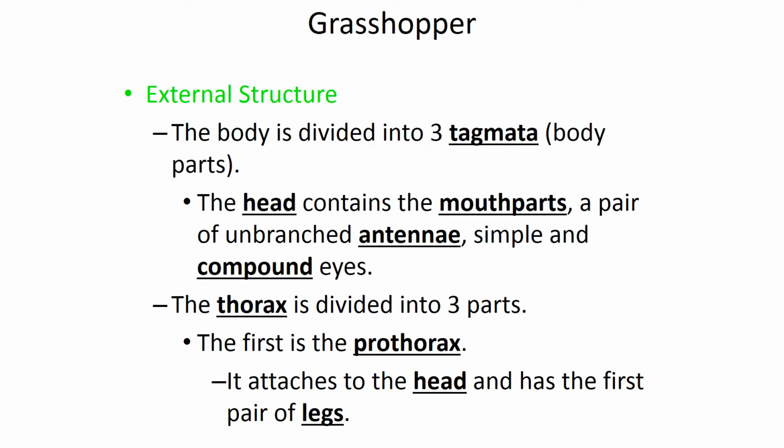So grasshoppers are divided into 3 body parts: the head, the thorax, and the abdomen. The head has mouth parts and a pair of unbranched antennae. They have simple and compound eyes. The thorax has 3 parts. It's got a prothorax, and it attaches to the head and has the first pair of legs on it.